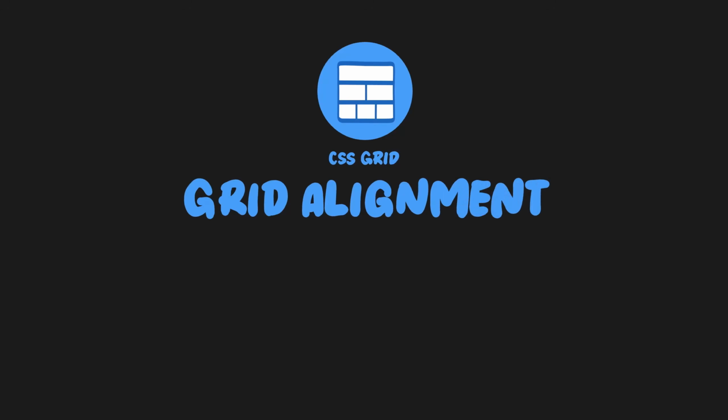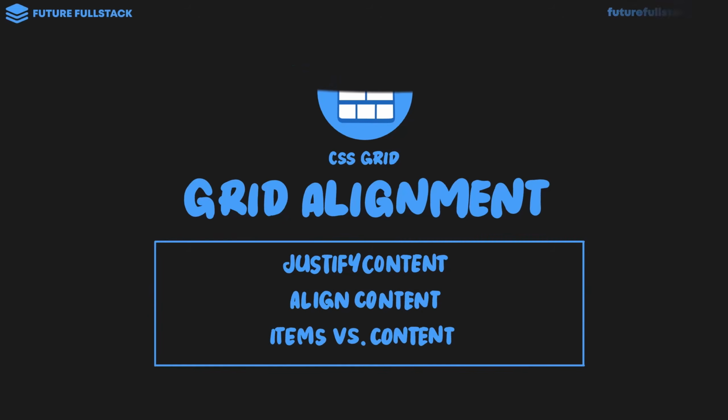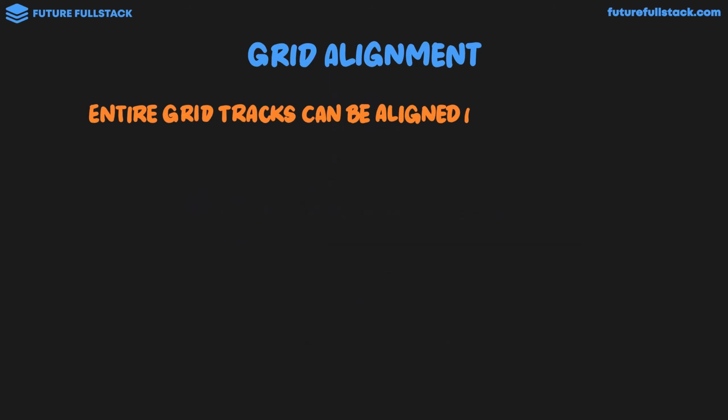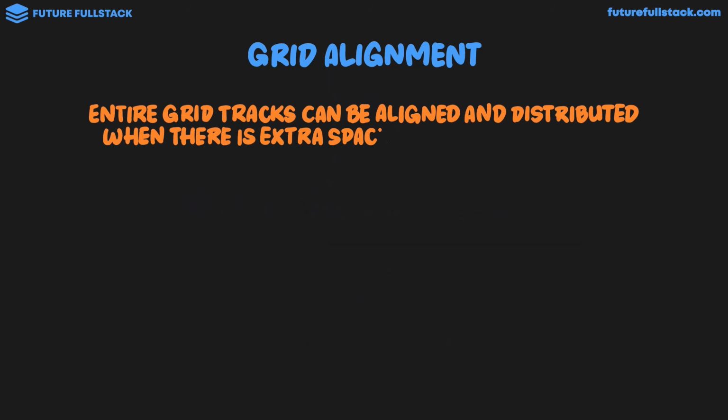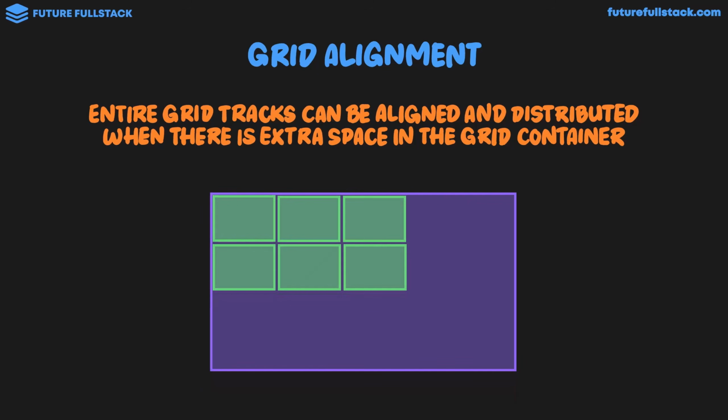We'll be discussing the justify content property, the align content property, and items versus content. So what is grid alignment about? Entire grid tracks can be aligned and distributed when there is extra space in the grid container. Looking at this in diagram form, we have our grid container, our grid items. I'm going to add in our grid lines.